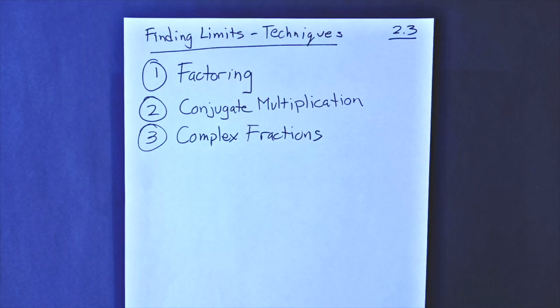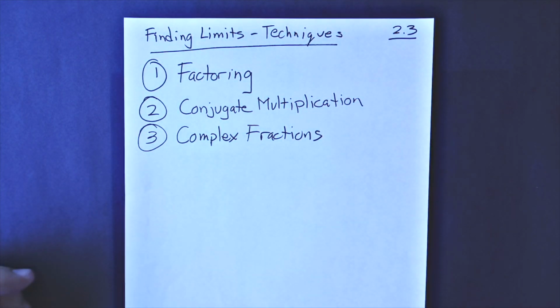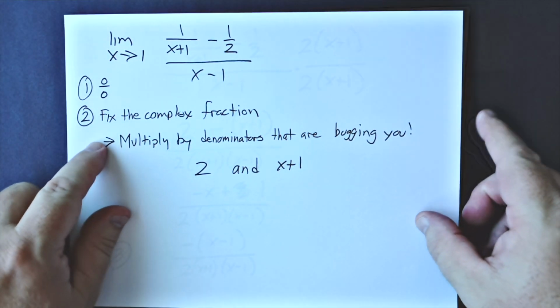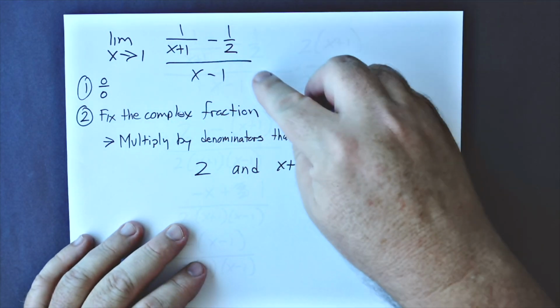All right, the last of our basic techniques here is the complex fractions technique. That's more algebraic than anything else. Obviously, if you see a complex fraction, you would know, oh, something's wrong here, I need to fix it. And the way we do that is, here's an example. Limit as x goes to 1 of this mess.